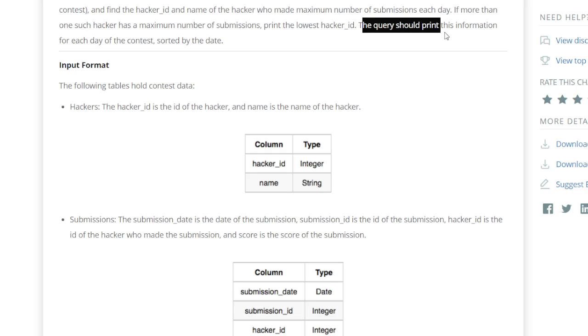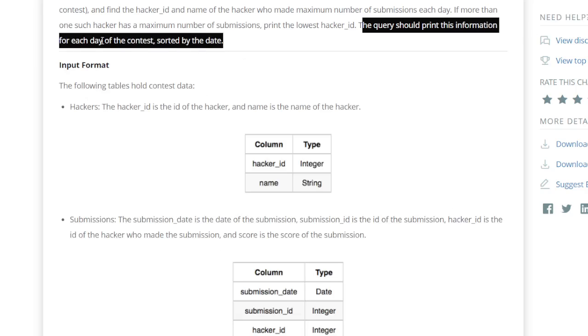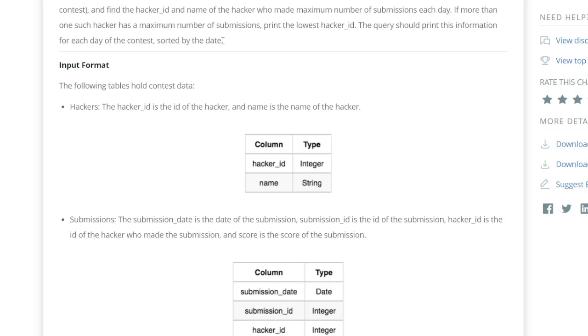Now the query should print this information for each day of the contest sorted by the date. Okay, so Julia conducted 15 days, so I need to print these things for each day, and then I have to order by the date as well.